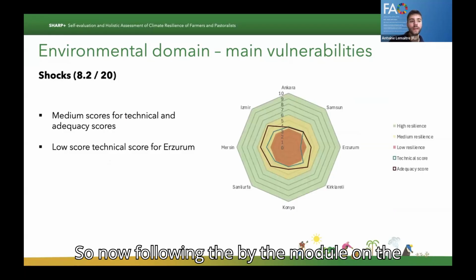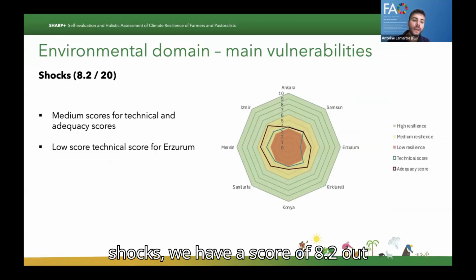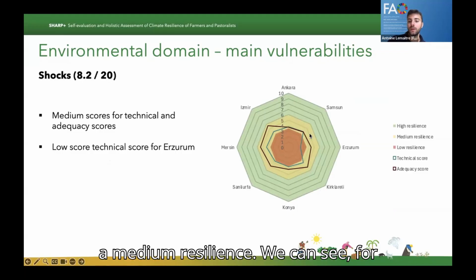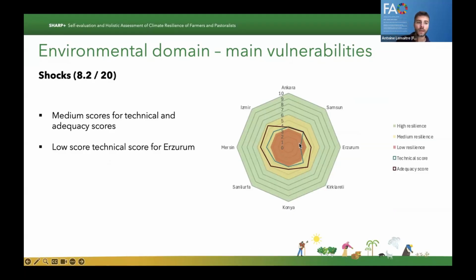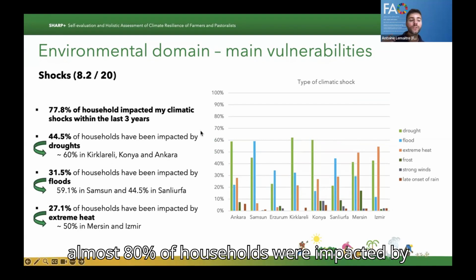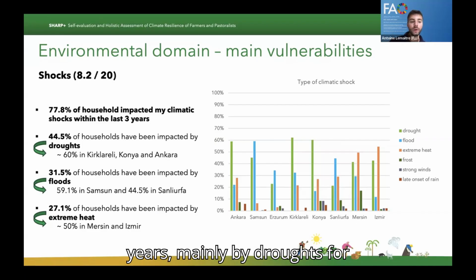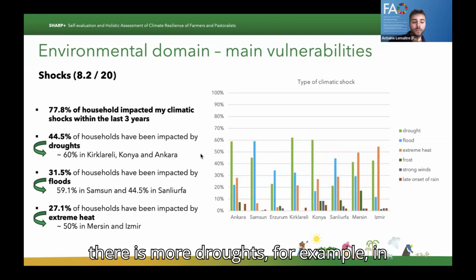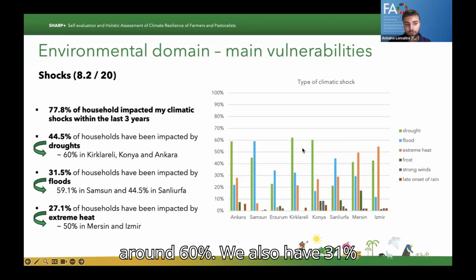So now following the module on the shocks, so climatic and non-climatic shocks, we have a score of 8.2 out of 20, which is considered a medium resilience. We can see, for example, that in Erzurum, we have the lowest score, especially for the technical score. And this is explained mainly because almost 80% of households were impacted by climatic shocks within the last 3 years, mainly by droughts for 44.5% of the households. We can see there is more droughts, for example, in Kirkcalary, Konya, and Ankara, with around 60%.